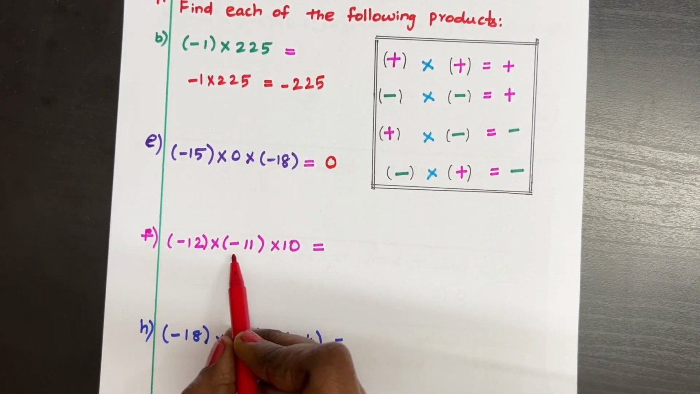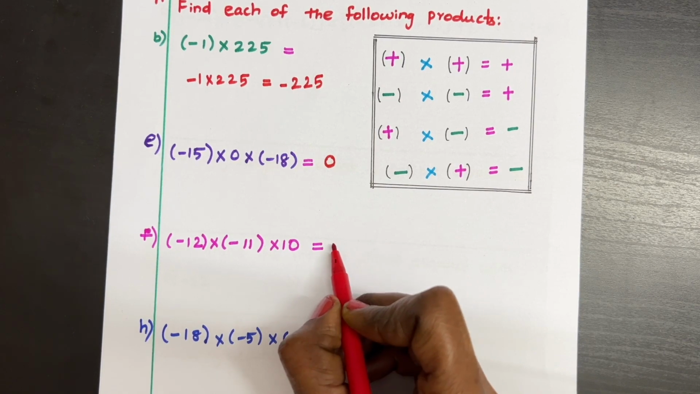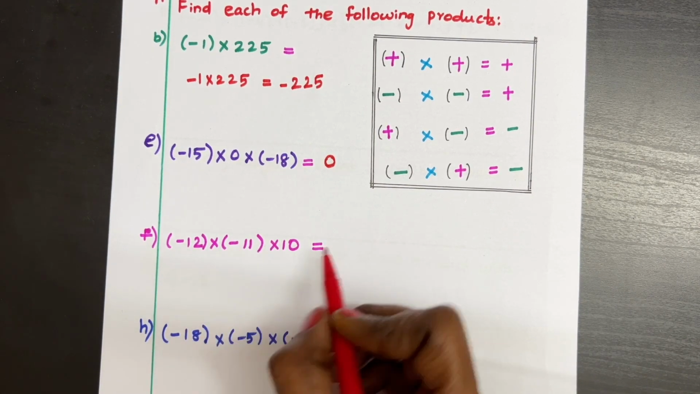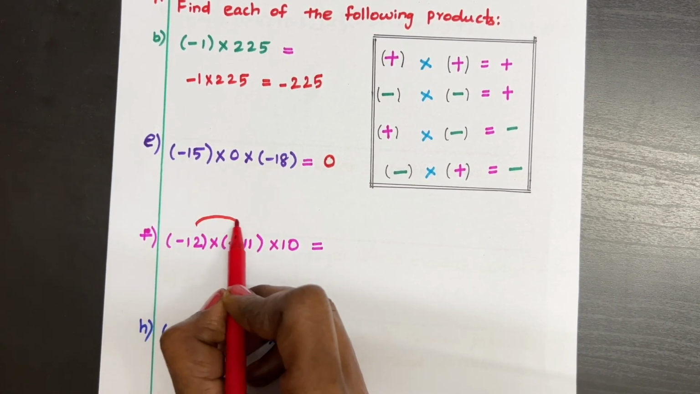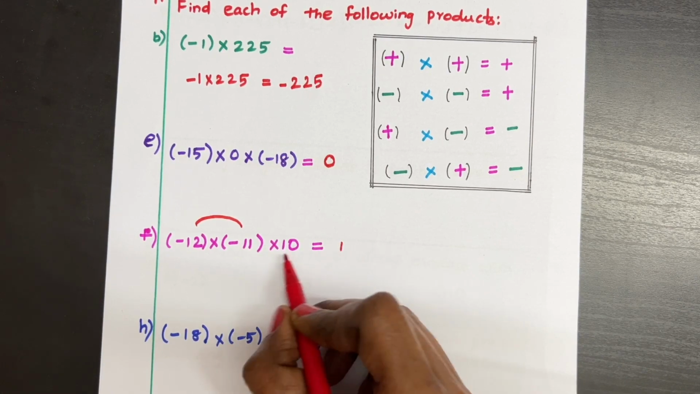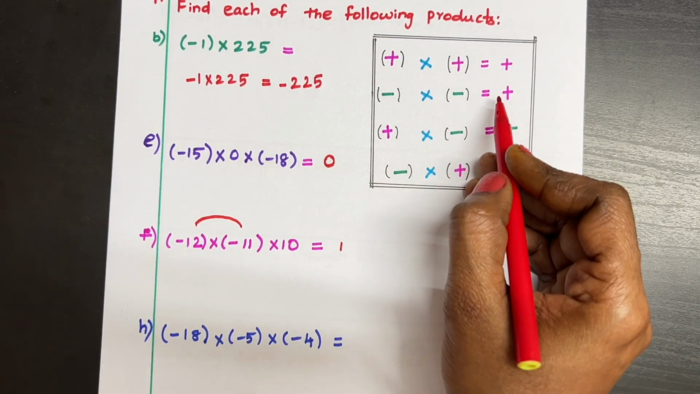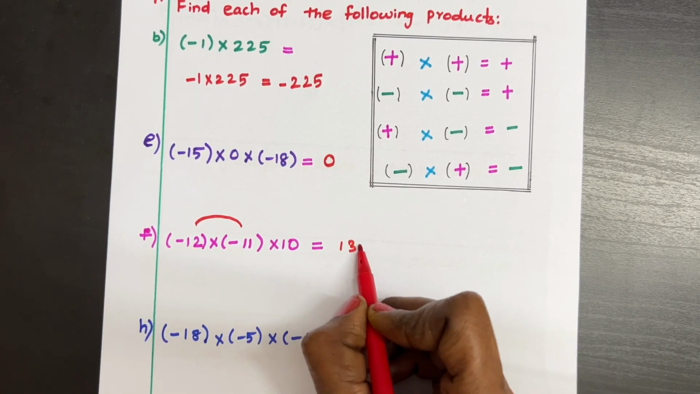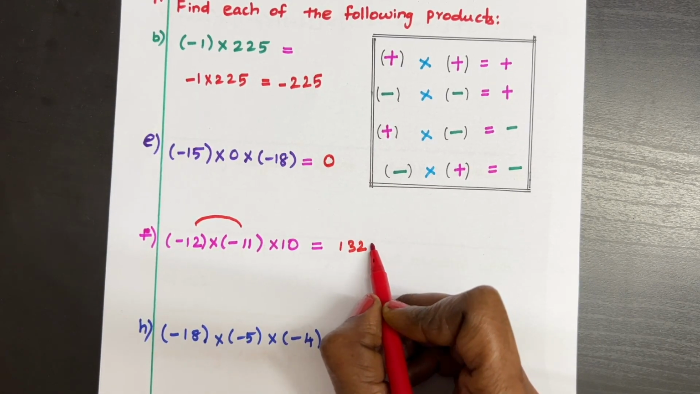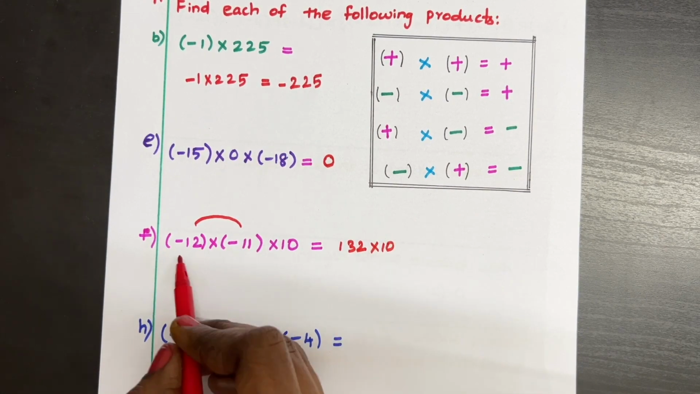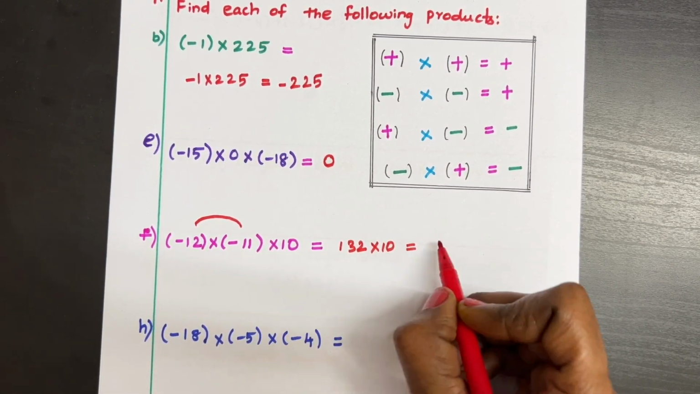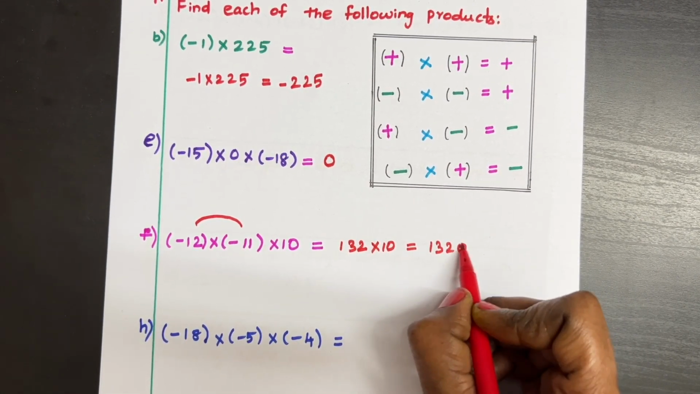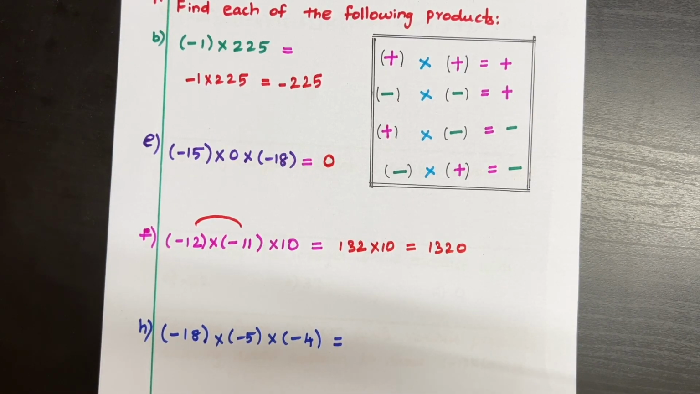Now, minus 12, minus 11, 10. See, minus into minus. If you multiply these two, what will you get? 12 into 11. Minus into minus is positive alone. So 12 into 11 gives you 132, into 10. This becomes positive. So 1320 is your answer.